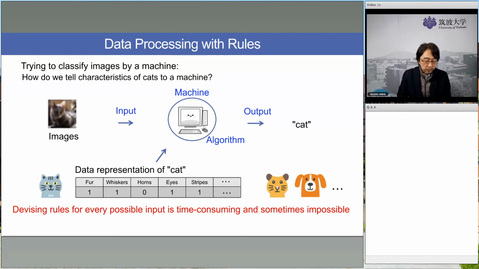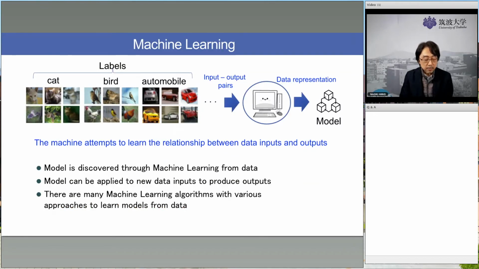And what happens if we try to classify images by machine? How can machine understand all characteristics of input data? One way is to create some rules. For example, like this figure, making a table to explain some characteristics. For a cat, fur, whiskers, horns, eyes, and so on. And how about lions, or how about a dog? So it's not easy to explain all about characteristics for input data, and sometimes it's impossible.